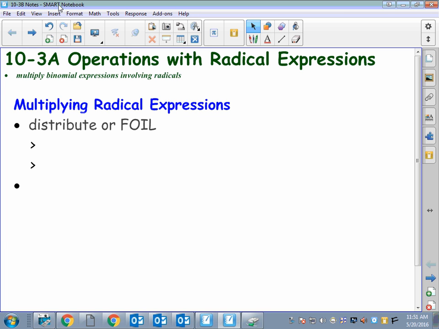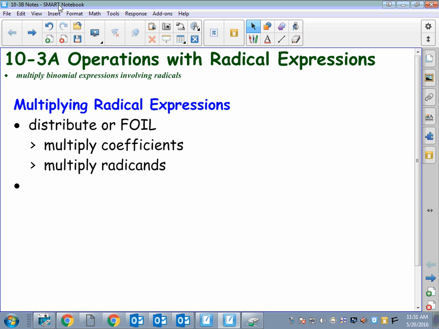So this would require maybe distributing a radical through another radical or two, or foiling two radicals involving two binomial expressions. So distribute or FOIL. Remember, just keep straight that when you multiply radicals, you multiply the coefficient by the coefficient, the number on the outside, and then you multiply the radicand by the radicand. So it's going to get a little crazy. You got to slow down and really keep your rules straight.